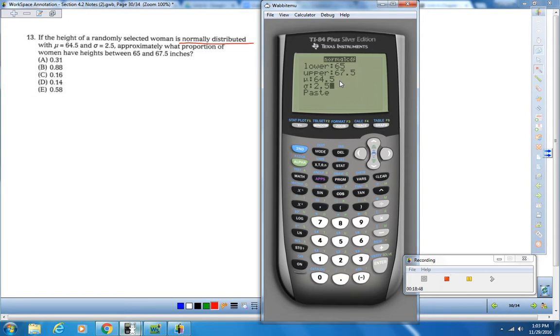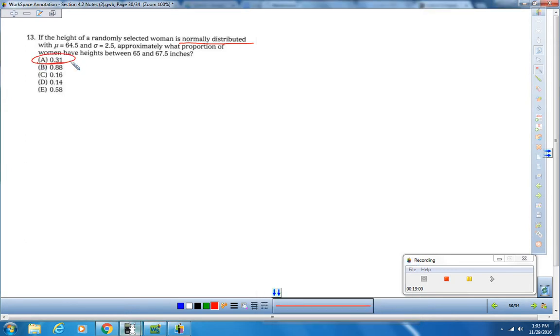Now if you don't like that and you want to calculate z-scores the whole way, I completely understand that. But in this instance, this is so much faster that I'm going to do it this way. And I get 0.035, which is about 0.31. So the answer to number 13 is A. And there are a couple of other calculations I could have done that way, but this is a much, much faster way of doing it.